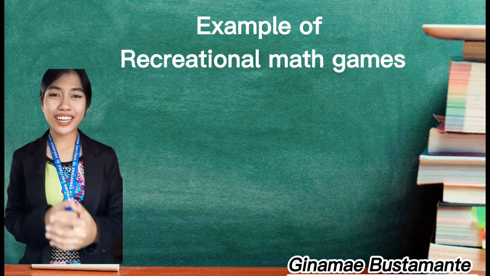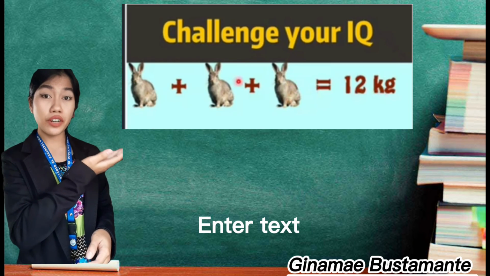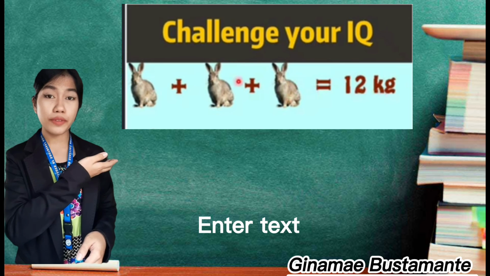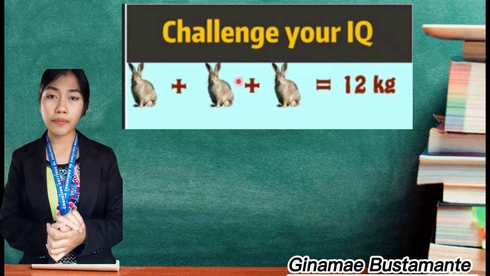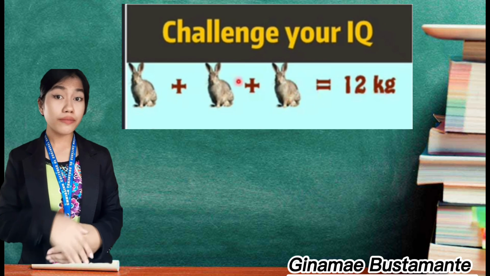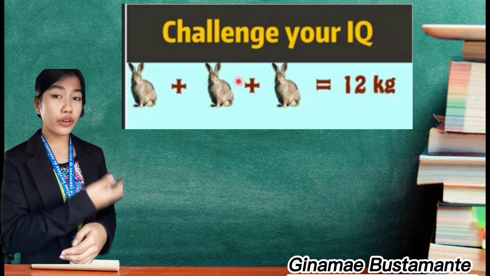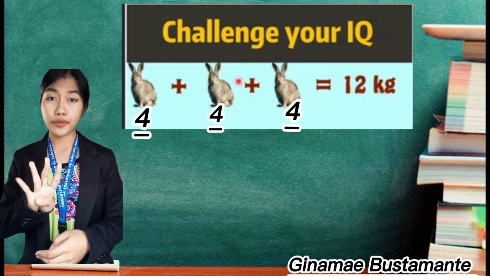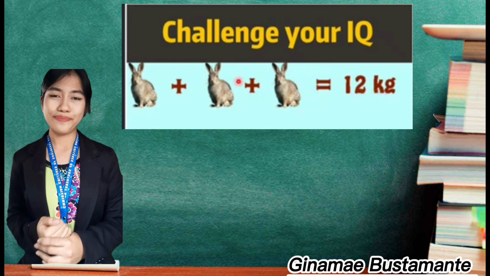Let's take an example of a recreational math game. There are 3 rabbits that weigh 12 kilograms in total, and we divide the 12 kilograms by 3. 12 divided by 3 equals 4, so every rabbit weighs 4 kilograms.